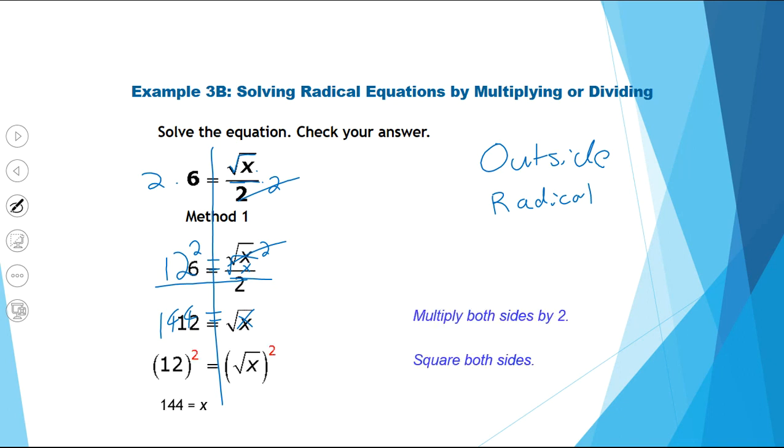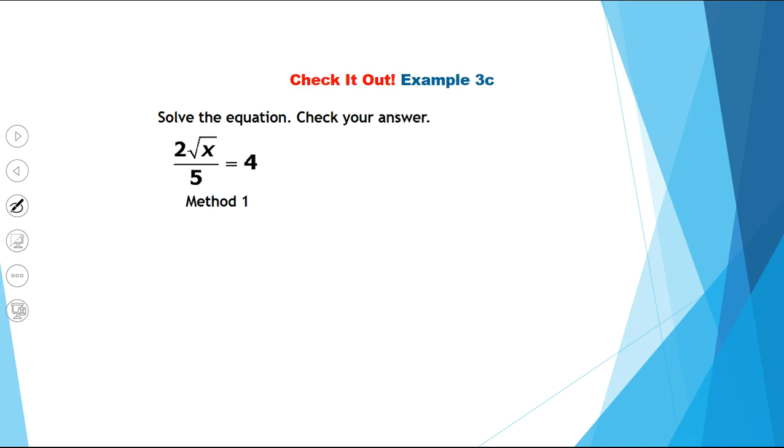But again, in all of these problems, look for what's outside the radical. If there's anything there, go ahead and take care of it. Identify what's going on, and do the opposite. So if you're multiplying by a number, make sure you divide to get rid of it. If you're dividing by a number, then multiply to get rid of it. Same thing goes for adding or subtracting. Do the opposite of what you notice there.